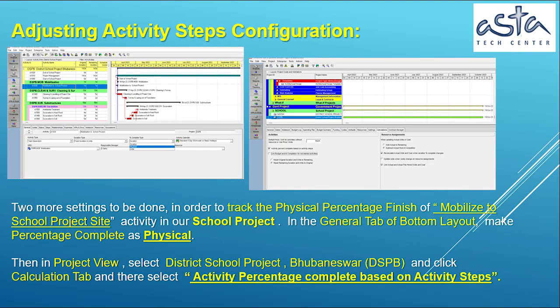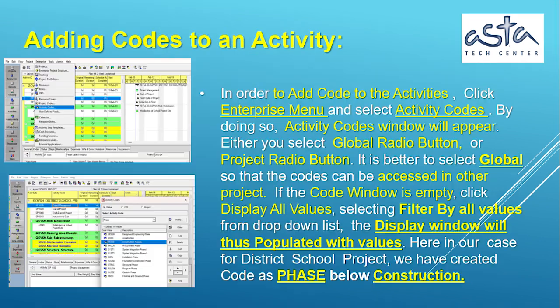Adjusting activity steps configuration. Two more settings need to be done in order to track the physical percentage finish of the mobilization to school project site activity in our school project. In the General tab of the bottom layout, make percentage complete as physical. Then in Project View, select District School Project, Bhubaneswar, DSPB, click the Calculation tab and there select Activity Percentage Complete based on activity steps.